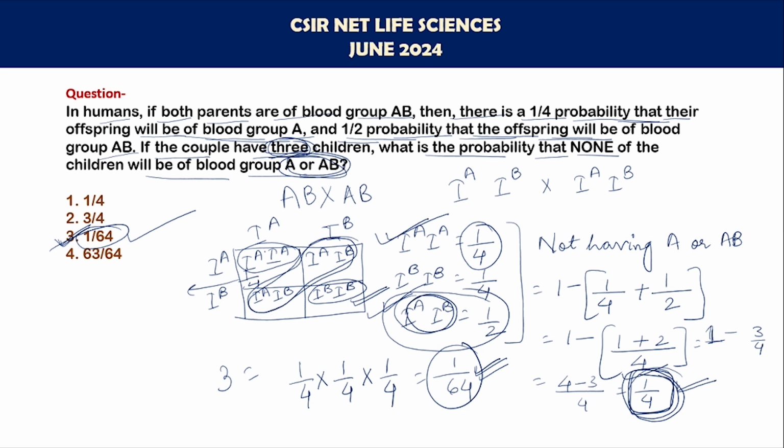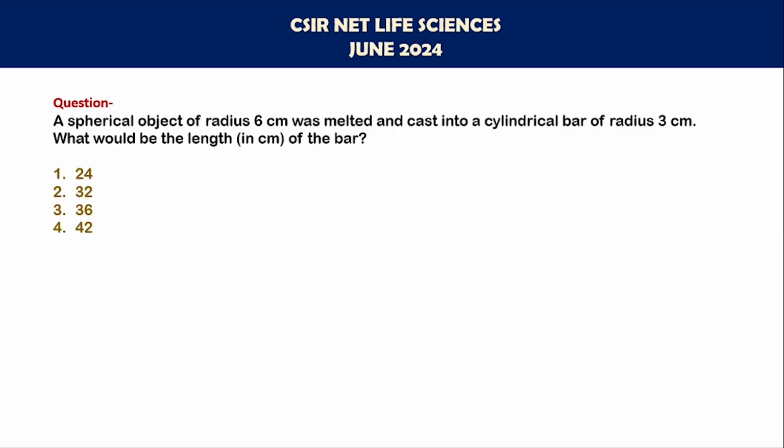Now let's move to the next question. Now here they have given: a spherical object of radius 6 centimeter was melted and cast into a cylindrical bar of radius 3 centimeter. What would be the length in centimeter of the bar?